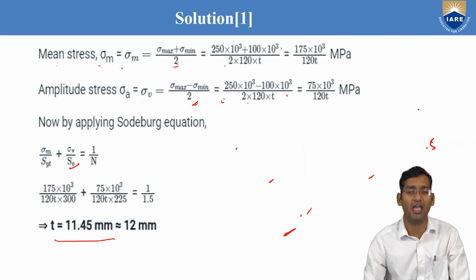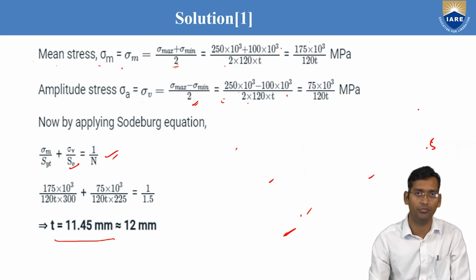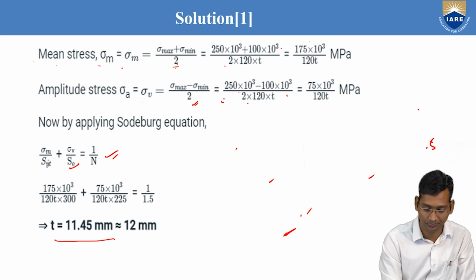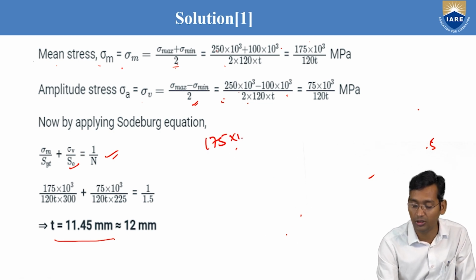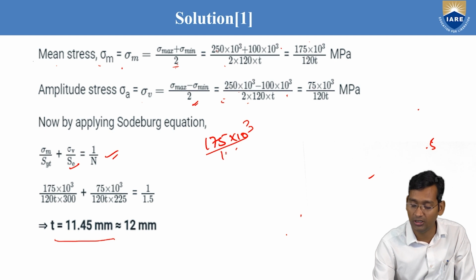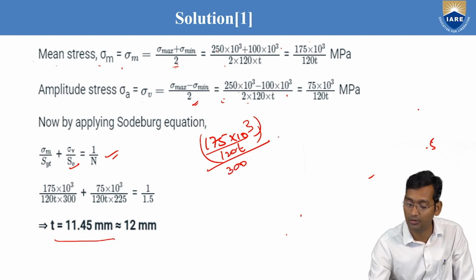Now what we have is sigma m and sigma a. Already we have SYT, SE and the factor of safety, that is also given. So now we apply the Soderberg equation. After putting the values, sigma m is 175 into 10 to the power 3 by 120 T, whole divided by SYT, which is 300, plus sigma v, 75 into 10 to the power 3 divided by 120 T, divided by 225, equals 1.